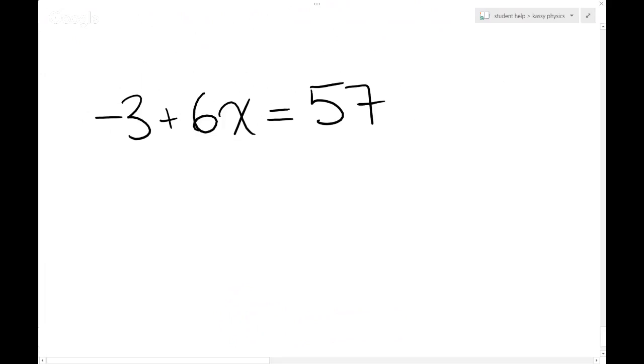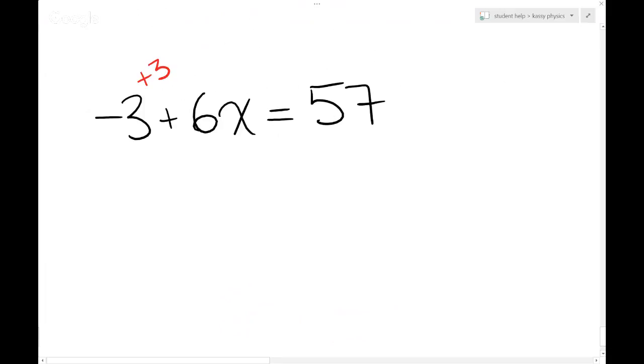To do that, we start getting rid of things that are crowding it out. We start on this side as far away as possible. We have negative 3 plus 6x. Eventually, we're going to have to get rid of the 6 and the negative 3. But we start with the negative 3. And the opposite of subtracting 3 is adding 3. So if we add 3 to this side, that'll get rid of that, because negative 3 plus 3 is just 0. That makes it go away.